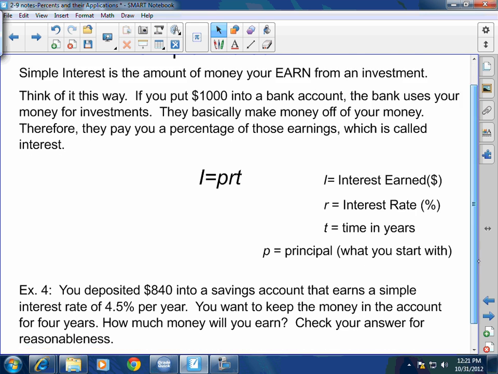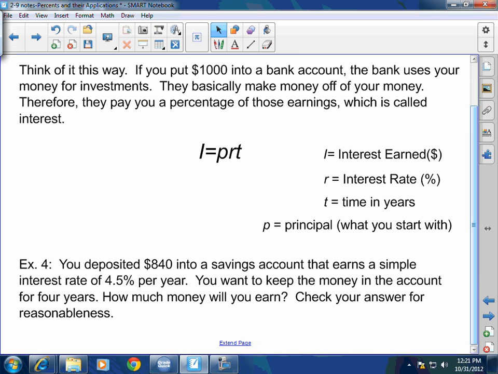Now, how does it work? You deposit $840 into a savings account that earns a simple interest rate of 4.5% per year. You want to keep the money in the account for 4 years. How much money will you earn? Check your answer for reasonableness. You're looking for the money you're earning, so you're looking for the I, the interest, equals P, the principal. What's the amount we started with here?